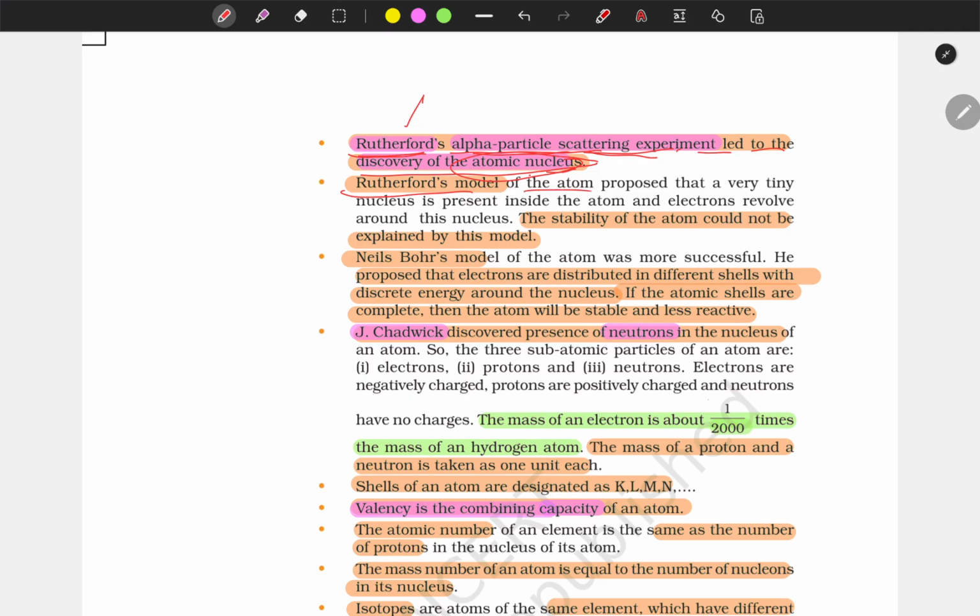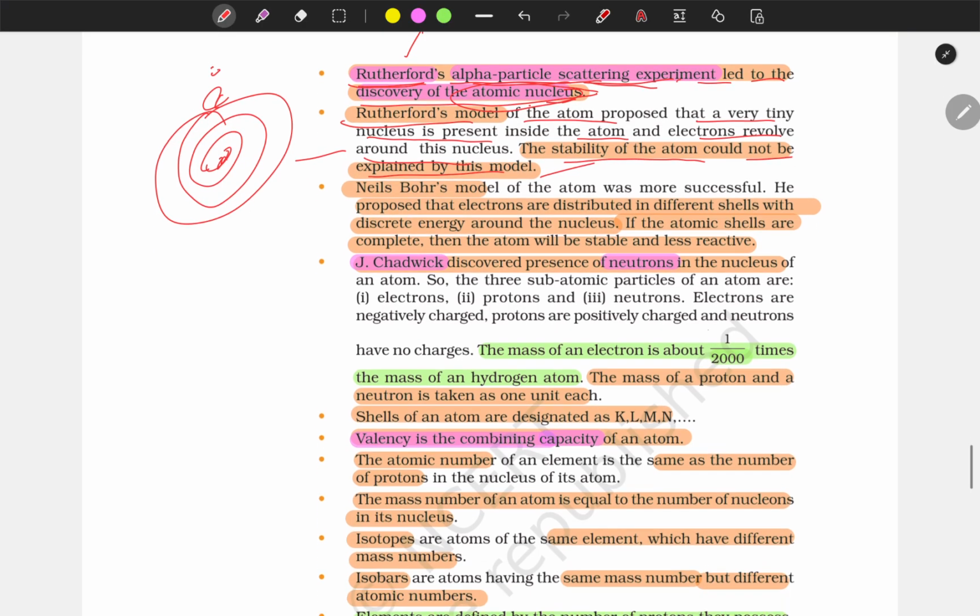The Rutherford model of an atom proposed that a very tiny nucleus is present inside the atom and electrons revolve around the nucleus. The stability of the atom could not be explained by this model. Why? Because when an electron revolves in a circular path, it accelerates. When it accelerates, it radiates energy. So ultimately it should fall down into the nucleus. This could not be explained by the Rutherford model.